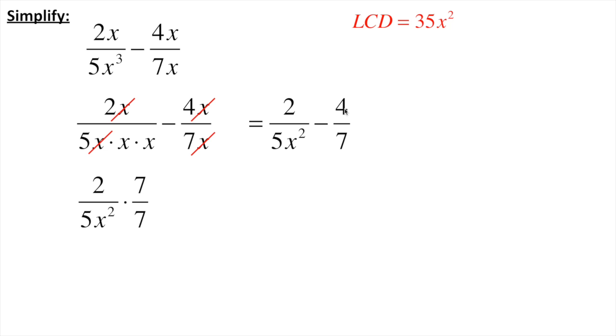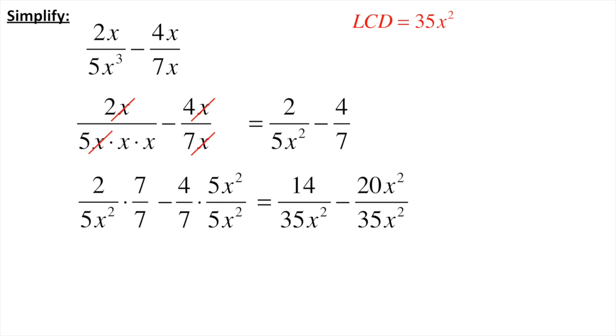All right, the second portion over here, I've got a 7 on the bottom, and I need it to be 35x squared. So it looks like I can multiply it by 5x squared. 7 times 5 would give me 35x squared. That will work. All right, so let's simplify this a little bit further. 2 times 7 is 14. And then 4 times 5x squared would be 20x squared.